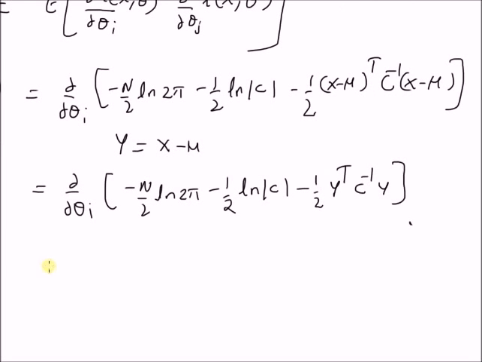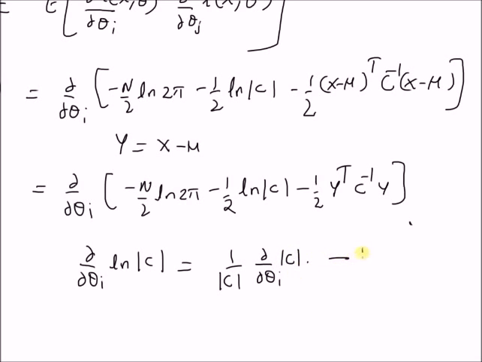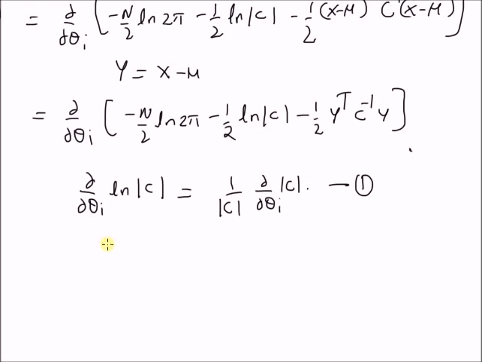Now let us use the following matrix identities. The derivative of the logarithm of a determinant is clearly equal to 1 by the determinant multiplied by the derivative of the determinant with respect to the parameter. This is formula 1. And the next thing we have to use is that the derivative of a determinant with respect to a scalar parameter is equal to the determinant itself multiplied by the trace of the inverse of the matrix C multiplied by the derivative of the matrix C.